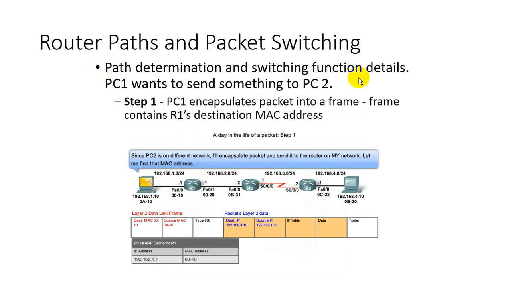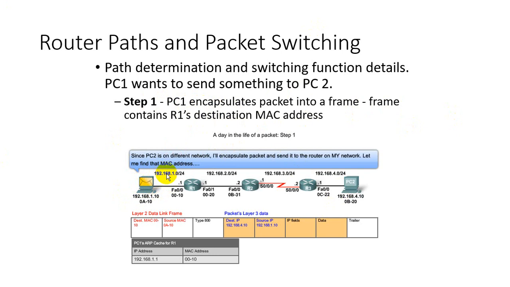Path determination and switching function details. Okay, PC1 wants to send something to PC2. For example, if PC1 wants to send something to PC2, what is step number 1? PC1 encapsulates the packet into a frame, and the frame contains the R1 destination MAC address.